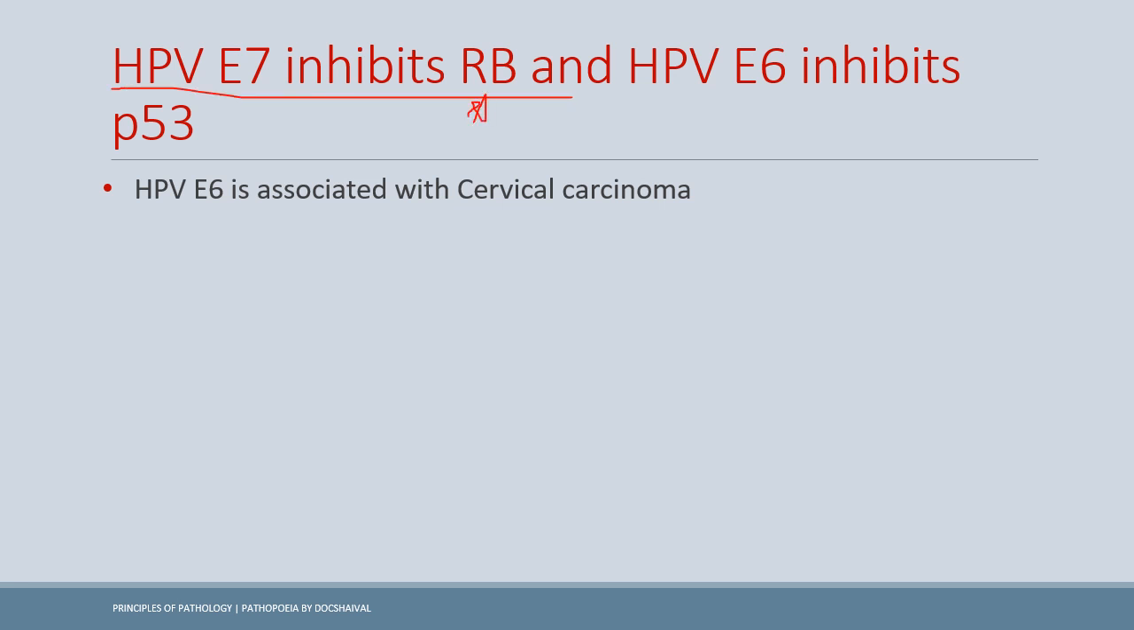Very high yield to know that human papillomavirus E7 inhibits the RB gene. Very high yield to know. And HPV E6 inhibits P53, again a high yield concept. Now E6 is also associated strongly with cervical carcinoma, and that is the thing that we check for as cervical dysplasia in the Pap smear. Okay.